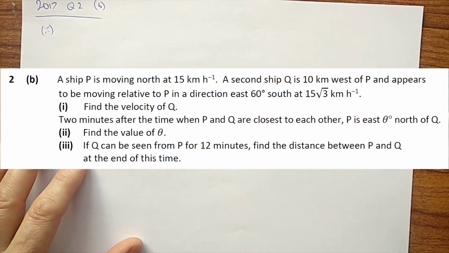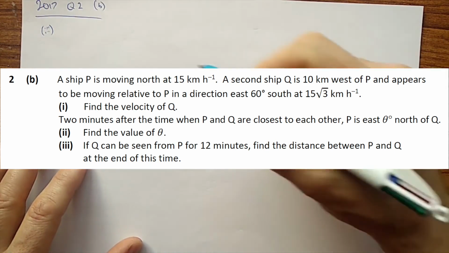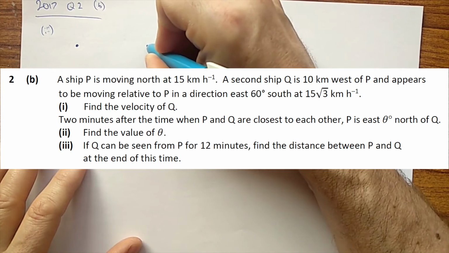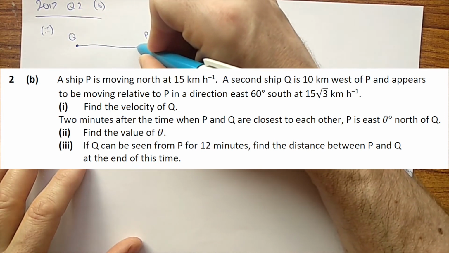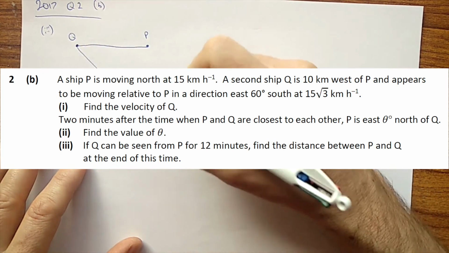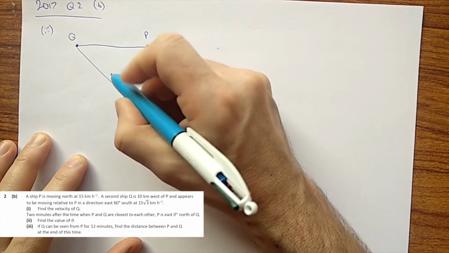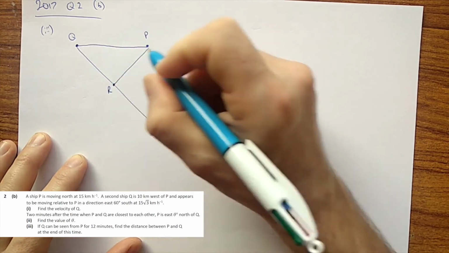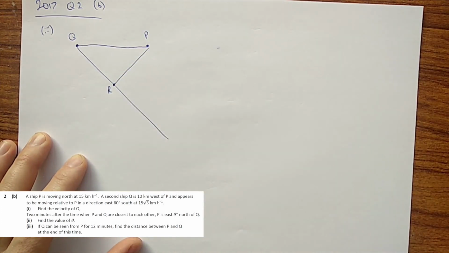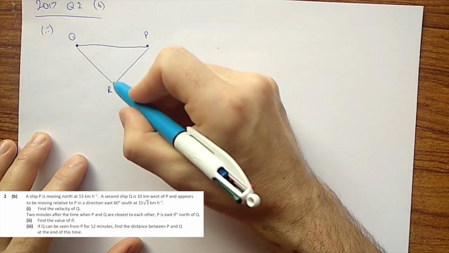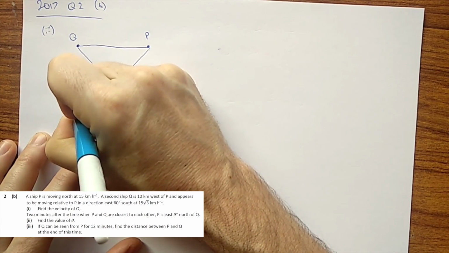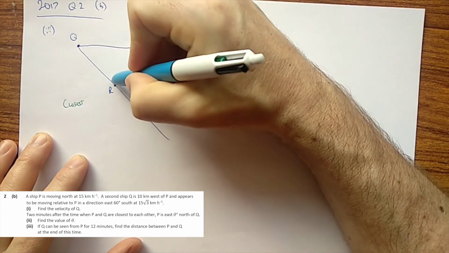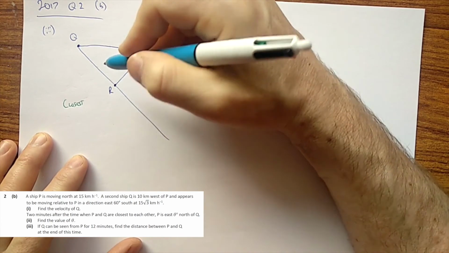So now we'll come to the last bit of 2017 question 2 part B, which is part 3. This is back to a little bit more what we're kind of used to. We have a ship here, we have our Q, we have our P, we have our closest distance at OR. If Q can be seen from P for 12 minutes, find the distance between P and Q at the end of this time. Well, that was the closest distance, just to remind ourselves. So we came out 6 minutes this way and 6 minutes that way.